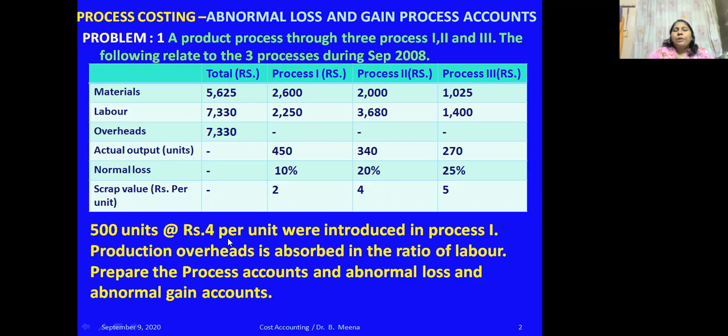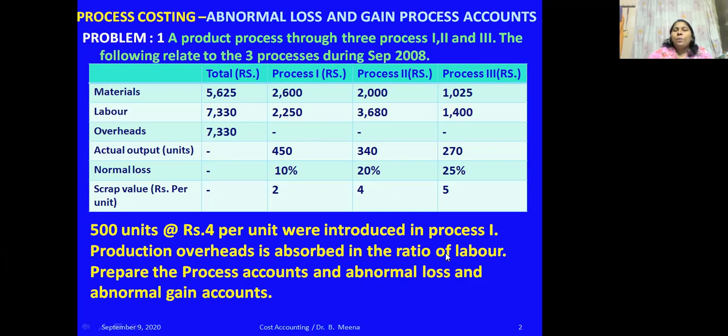And look at the paragraph. 500 units at rupees 4 per unit were introduced in process 1. So this is the input we need to give in process 1. That must be debited as the first item in the very first account, process 1.